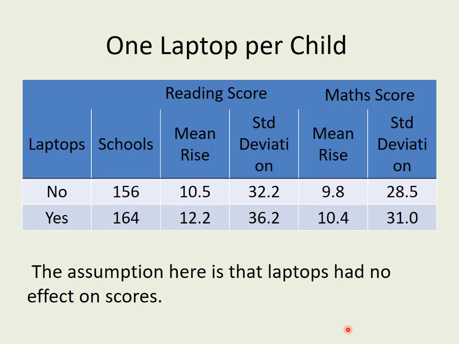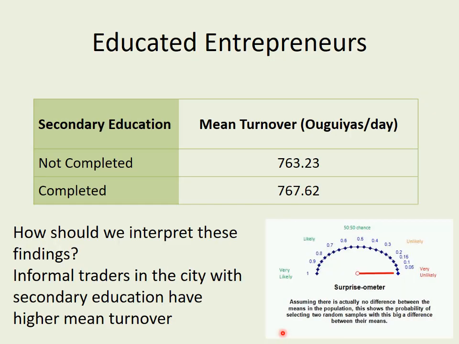What I did not conclude there in the previous one was that even though we can conclude that people in the whole city with secondary education have got higher mean turnover than those without, in all the traders, we can't conclude that this has been caused by the secondary education, because there are many other things that could be different about those two groups.